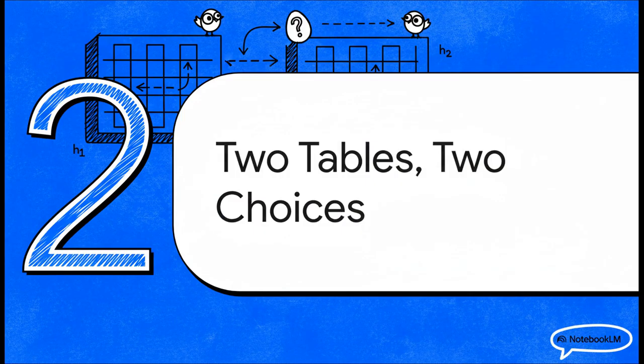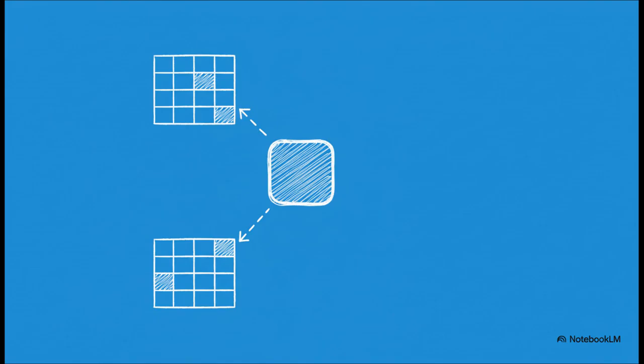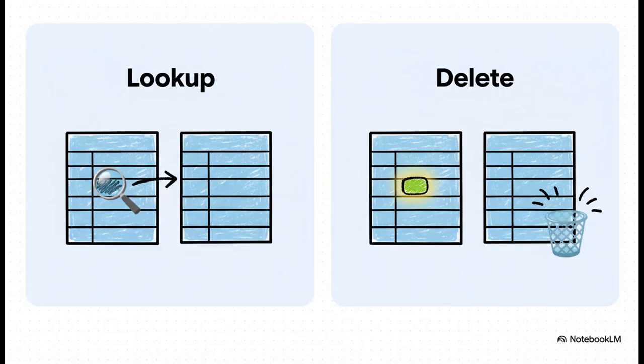Now, to make this whole kick-out strategy actually work, cuckoo hashing had to change the rules of the game right from the start. So instead of your standard one table and one hash function, we're going to use two of each. What that means is every single piece of data now has two potential places it can live: one spot in the first table, calculated by the first hash function, and a completely different spot in the second table, calculated by the second.